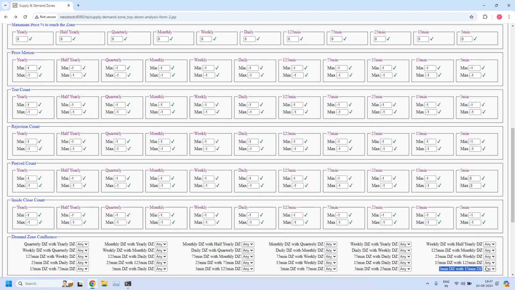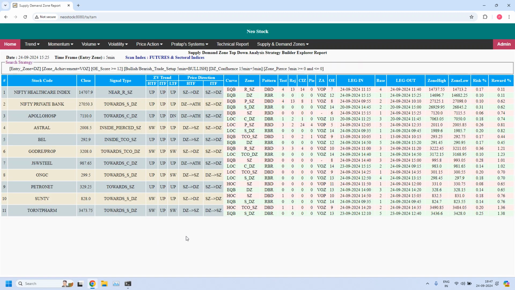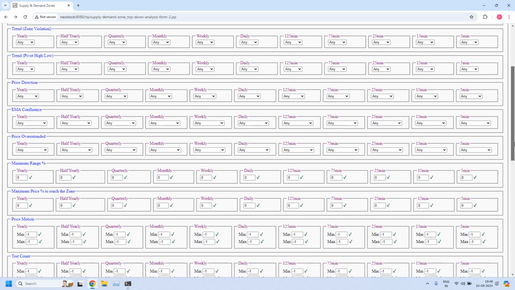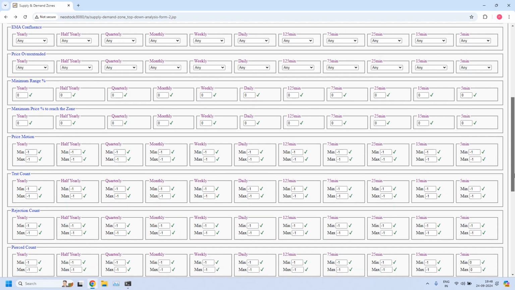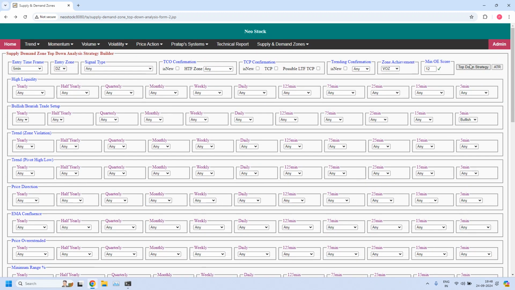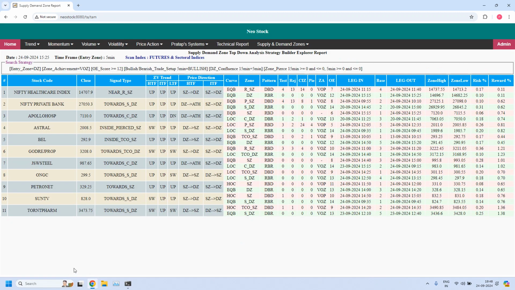5 minutes demand zone with 15 minutes demand zone. Now let's verify. Oh, 11 stocks. All these 11 stocks are having ITF confluence, but the 15 minutes zone also should not be pierced. So in the pierced count, let me add minimum 0 and maximum 0, so that all the 11, none of these 15-minute zones are pierced.